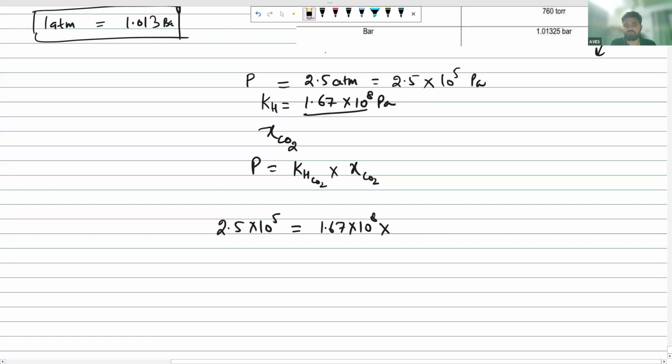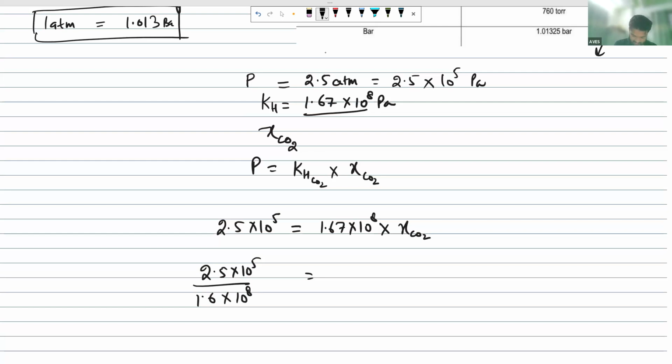This is X CO2, and this value goes down. You will get 2.5 into 10 raised to the power 5 upon 1.67 into 10 to the power 8. What value did you get from this one? Try to calculate it. Just remove this decimal and this decimal, and try to get the value of X CO2, the mole fraction of CO2.